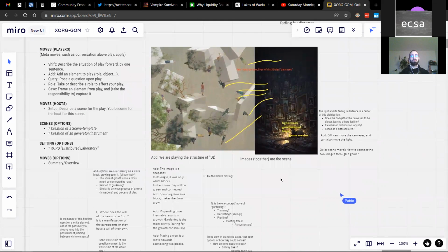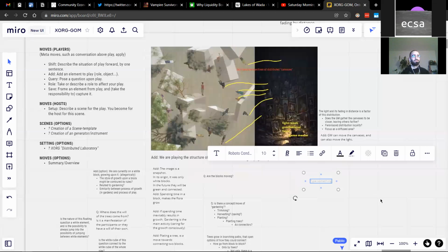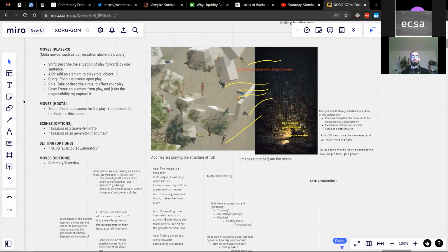Then let's write the save. It could come in parts, so we could even do multiple text boxes that we can write. Let's put it first maybe in bold. Save. It's called the save something. I mean, it can have a better name later, but I'll call it now crystallization one.